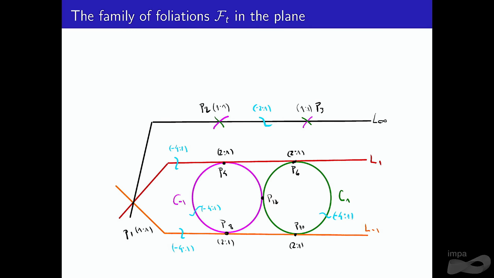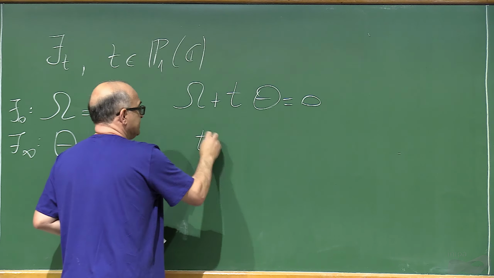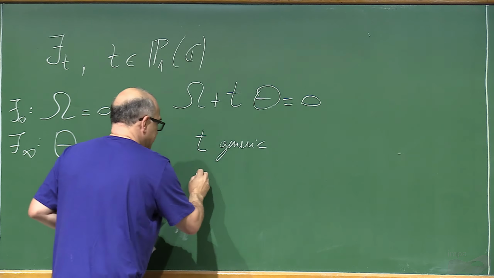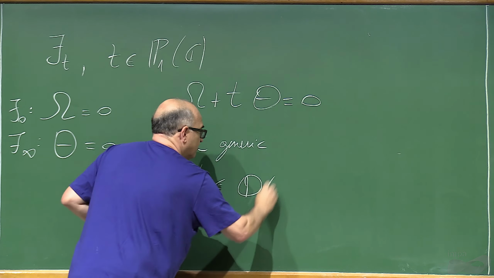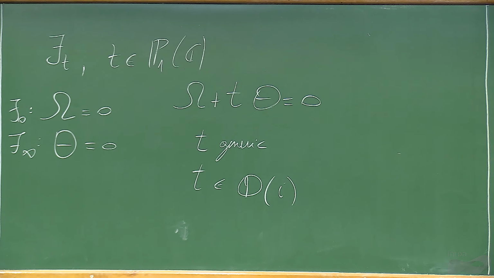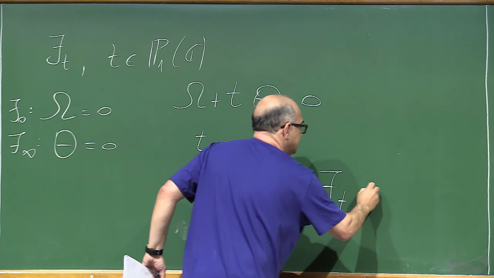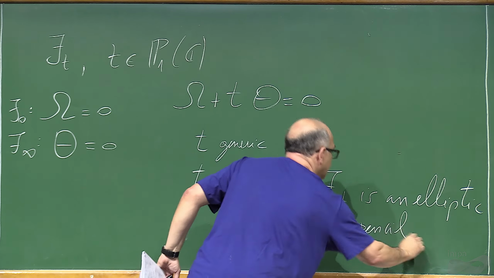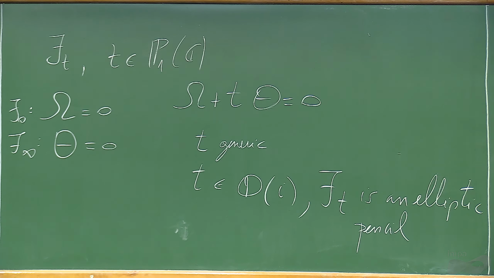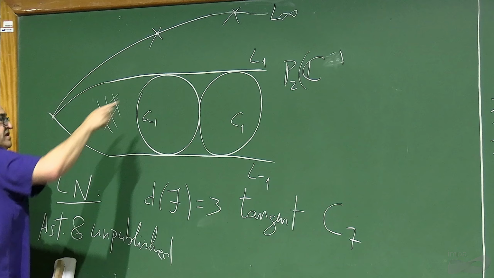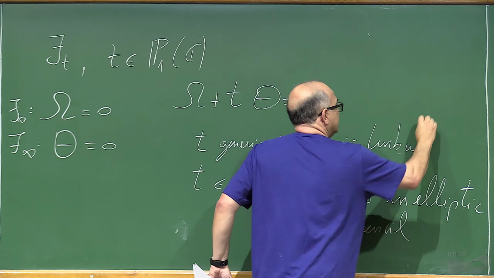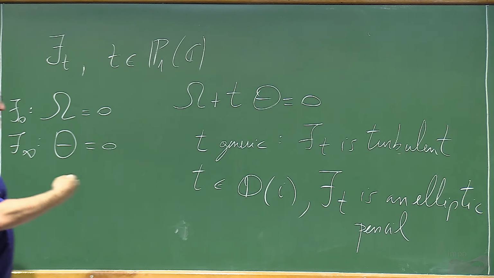So Lins Neto remarked very interesting things, like something like this. For T generic, let's take T special first. When T belongs to Q(i), i the imaginary unit, the foliation Ft is an elliptic pencil. But as you see, a pair of foliations of this family is completely transversal out of the configuration. So for T generic, Ft is turbulent. It is a turbulent foliation relative to any elliptic pencil.